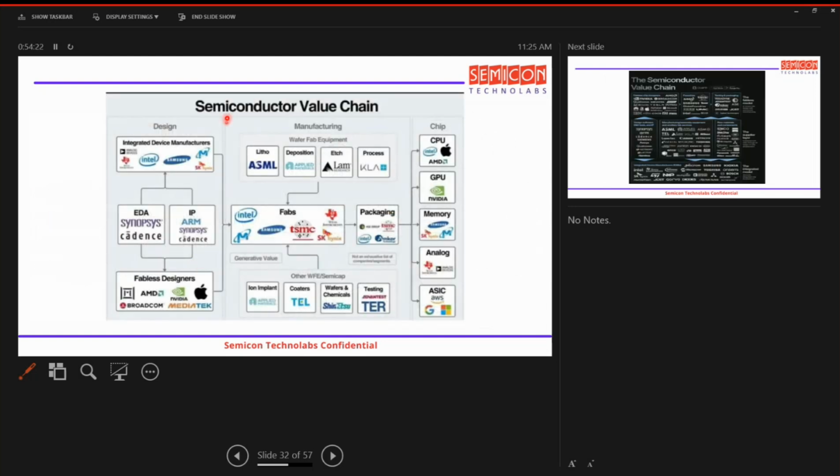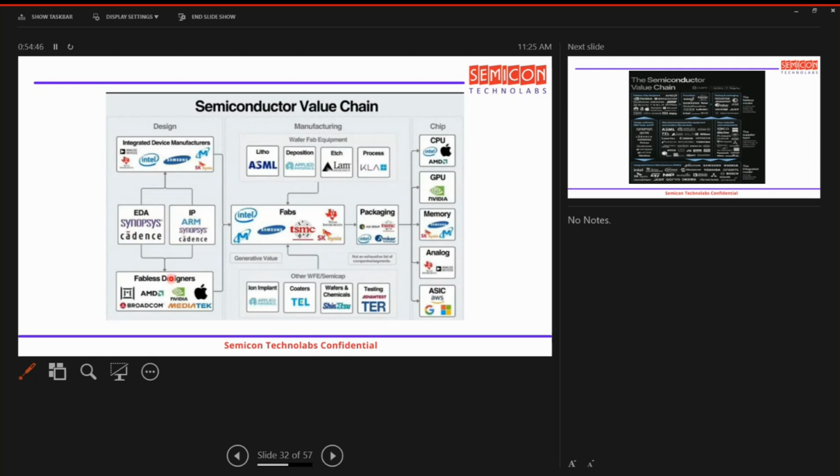Now, semiconductor value chain, right? I mean, we have design, right? These are the design companies, integrated device manufacturers, which means they have their own fab as well. That's the reason we call them IDMs. Intel has one fab, Samsung has one fab, right? And these are the EDA tools which we use in order to do the implementation. These are the IPs, ARM IP, Synopsys IP, Cadence IP.